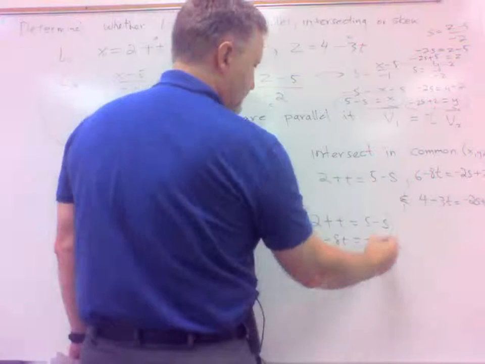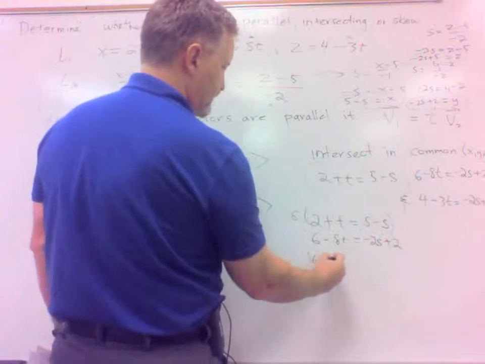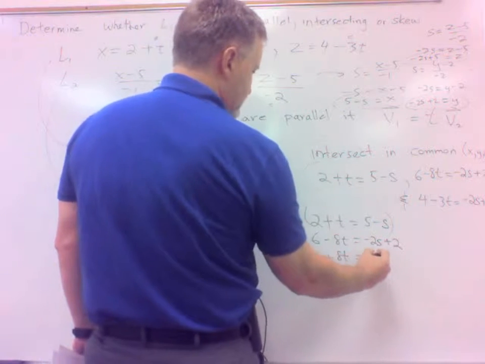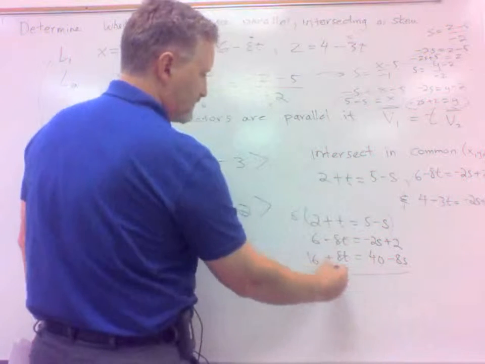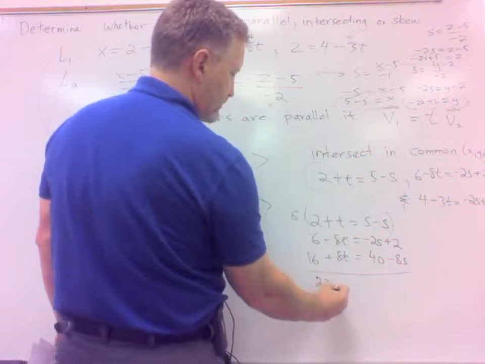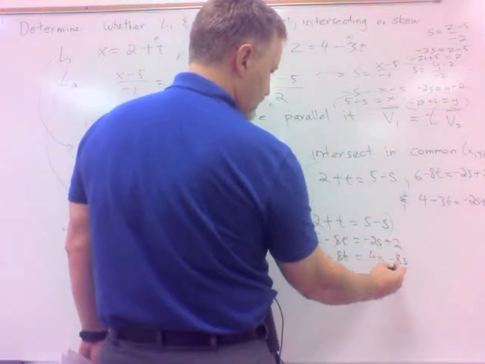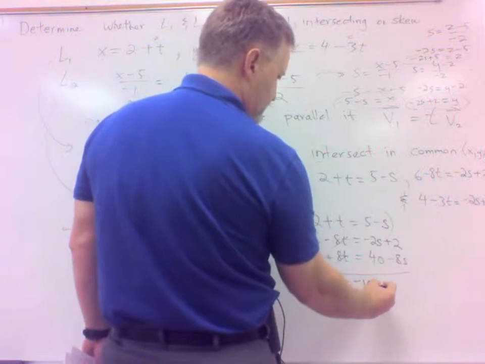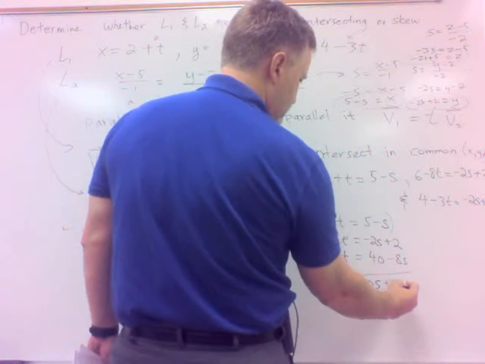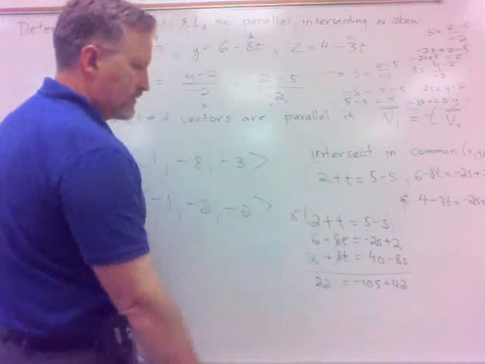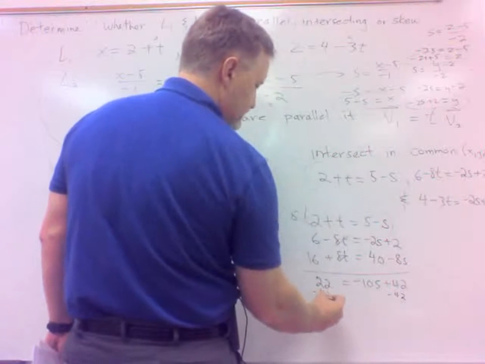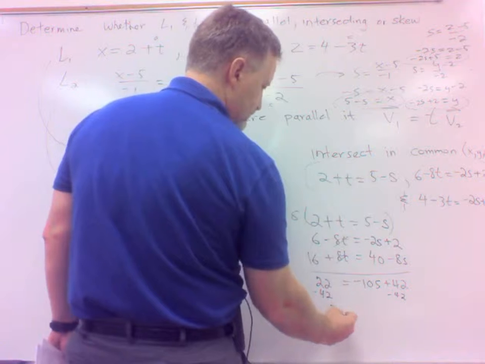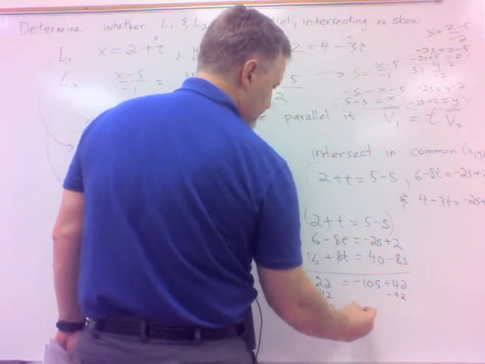Multiply by 8 or something like that. So it'd be 16 plus 8T equals 40 minus 8S, and that'll eliminate the T. So that'd be 22 equals negative 10S plus 42. And so it looks like my S is 2.